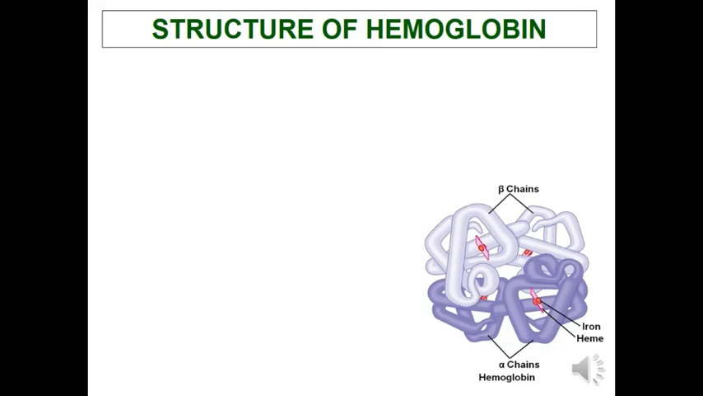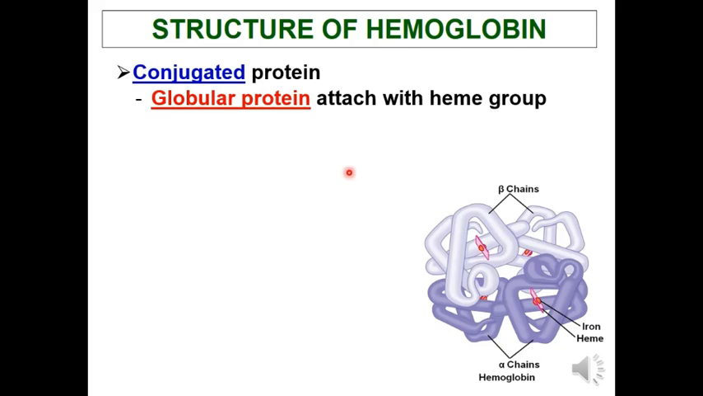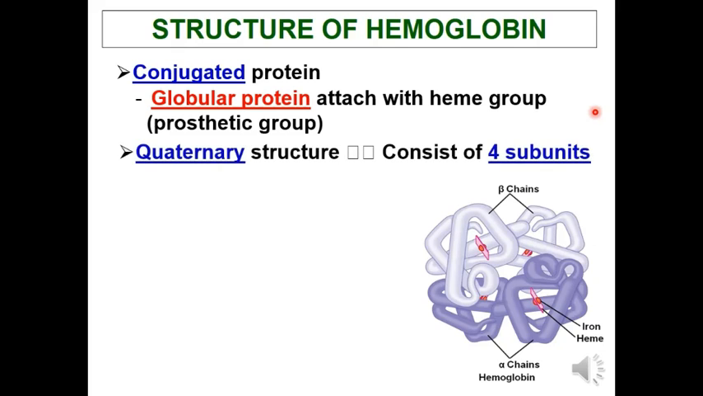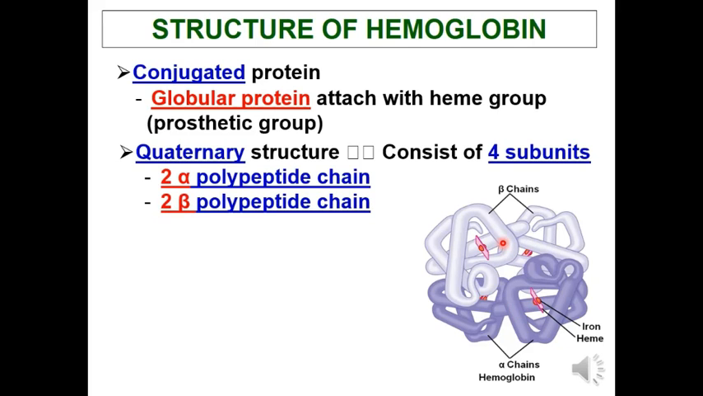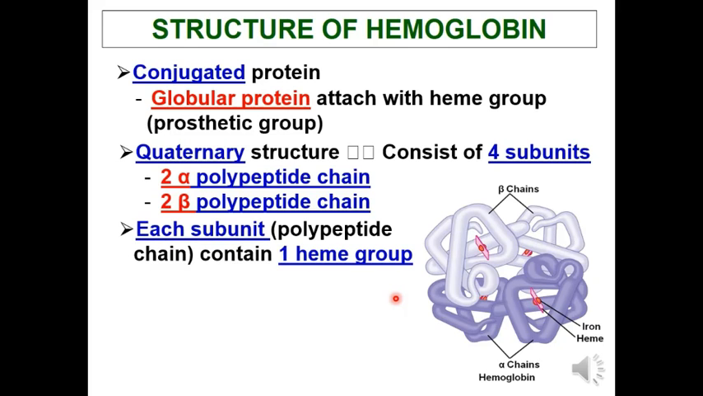Now we look at the structure of hemoglobin. Hemoglobin is a conjugated protein, a globular protein attached with a heme group. Heme group is a prosthetic group, and hemoglobin has a quaternary structure which consists of 4 subunits: 2 alpha polypeptide chains, the dark blue here, and 2 beta polypeptide chains, the light blue here. Each subunit or polypeptide chain of the hemoglobin contains one heme group.